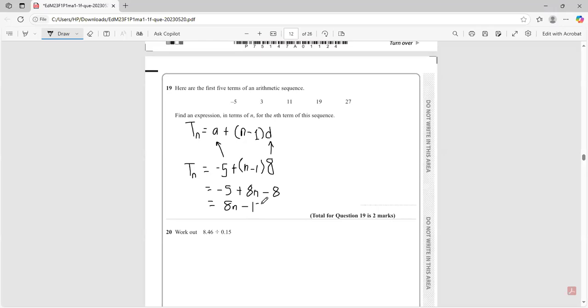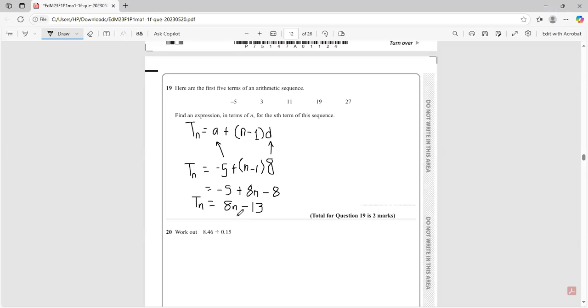Okay, so I hope you got that. Yes. Okay, so this is the final answer. Since they said we should find an expression in terms of n for the nth term of this sequence, whenever they say find an expression in terms of something, that something must be the only unknown in the formula. So this Tn is on the left-hand side. The only unknown on the right-hand side is what? N. Okay, so you can see how simple it looks.